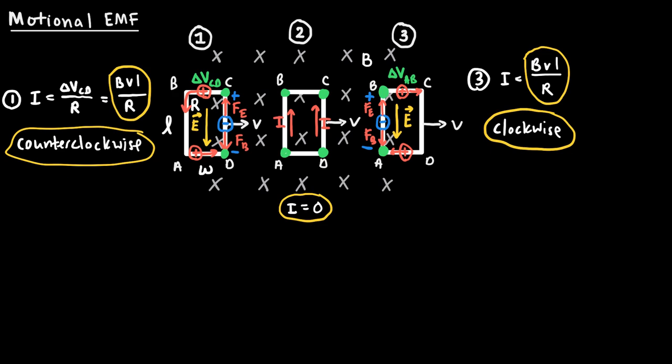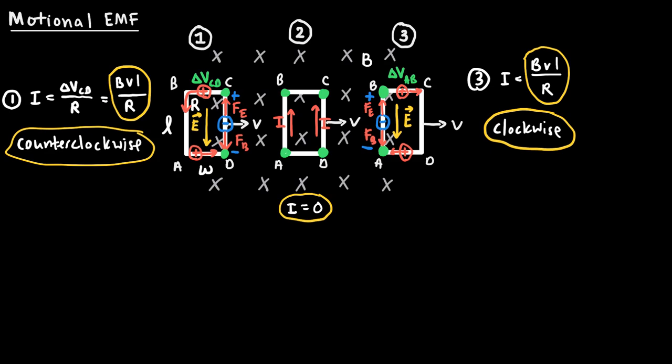So if we were to send this conducting square across the magnetic field in this kind of fashion, at location number 1, the current will be flowing in one direction. Once the whole conducting square gets within the magnetic field, the current would stop. And then as it's leaving the magnetic field, the current would have the same magnitude, but due to the switch in polarity, it would be in the opposite direction.